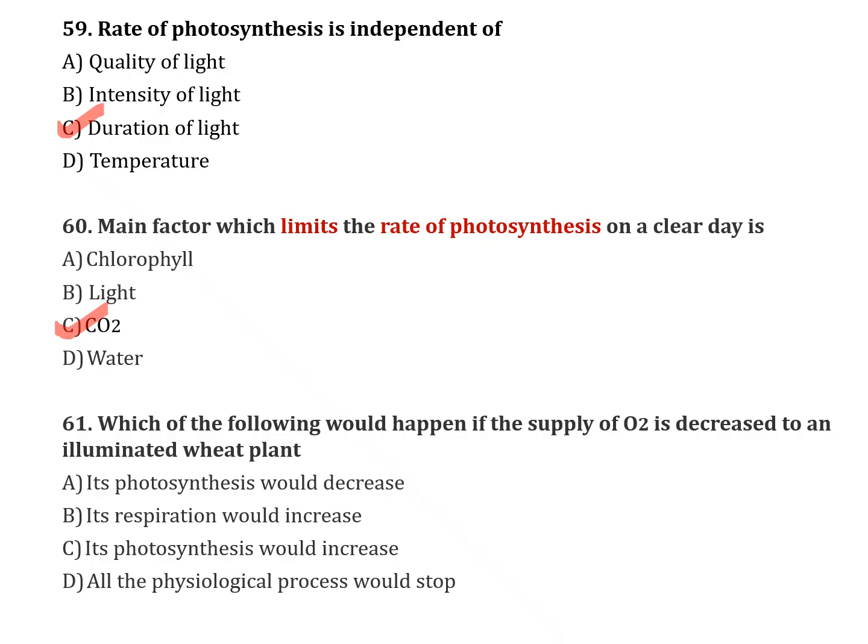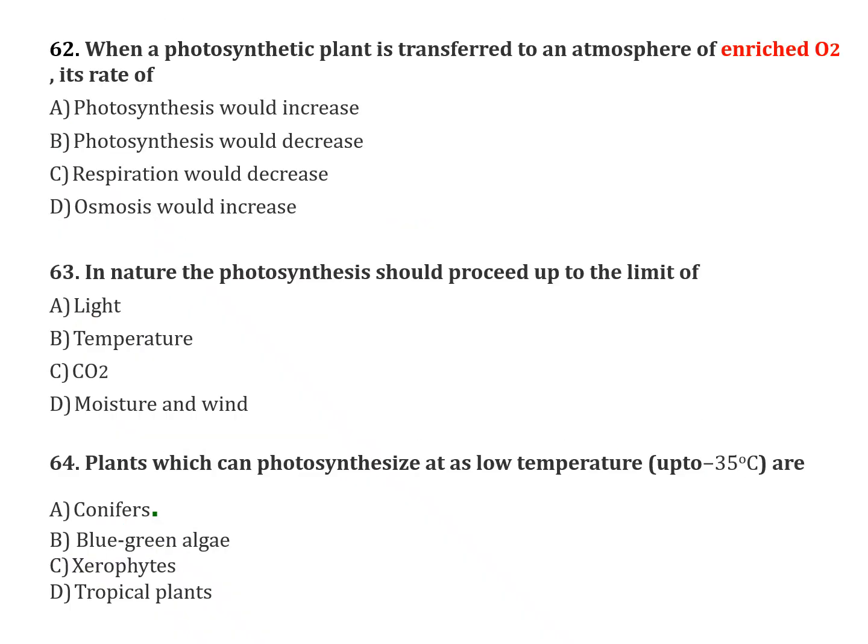Which of the following would happen if the supply of oxygen is decreased to an illuminated wheat plant? Option A, its photosynthesis would decrease. Option B, its respiration would increase. Option C, its photosynthesis would increase. Option D, all the physiological processes would stop. Correct answer is option C, its photosynthesis would increase. The next question number 62.